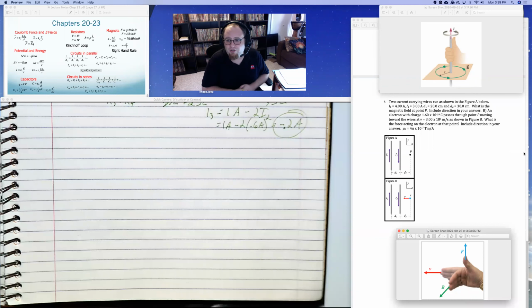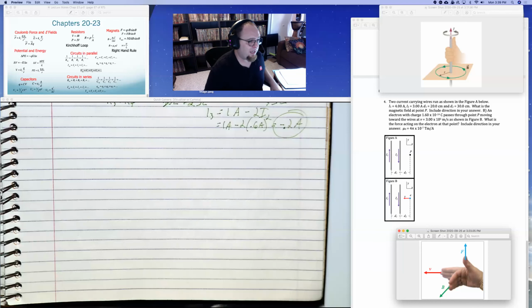And I said 2 current carrying wires run as shown in figure A below. I1 is 4 amps. I2 is 3 amps. D1 is 20 centimeters. D2 is 30 centimeters. What is the magnetic field at point P? Okay. Before I work out what the magnetic field is, let's do the direction.